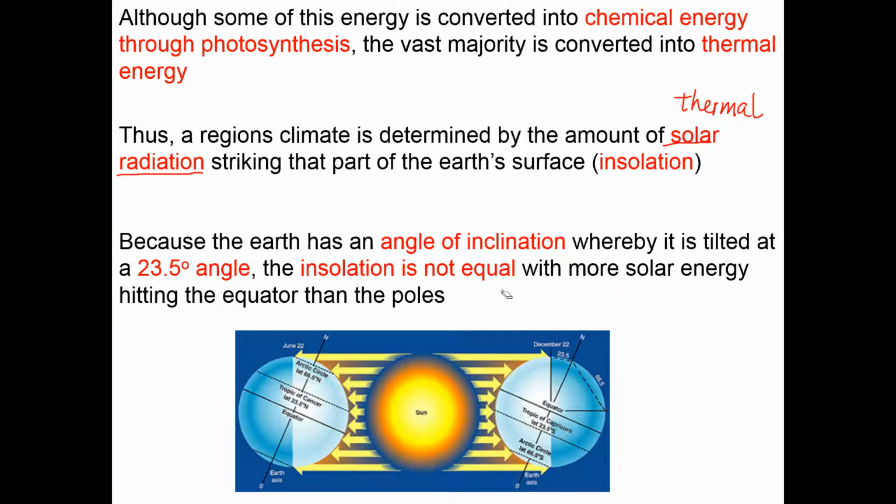All right. Now, the insolation is not equal for different parts of the planet. For instance, the amount hitting the equator versus the amount hitting the poles. And you will discover in an activity that it is not the same over the seasons as well.